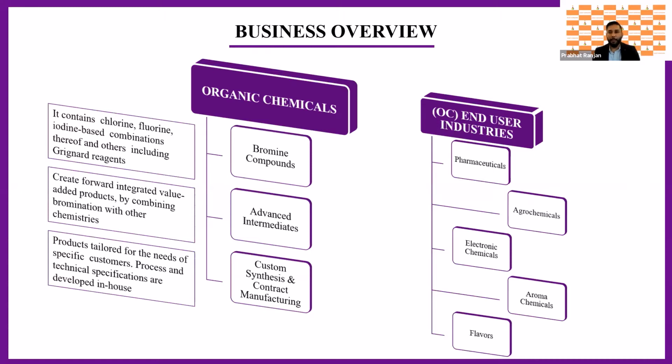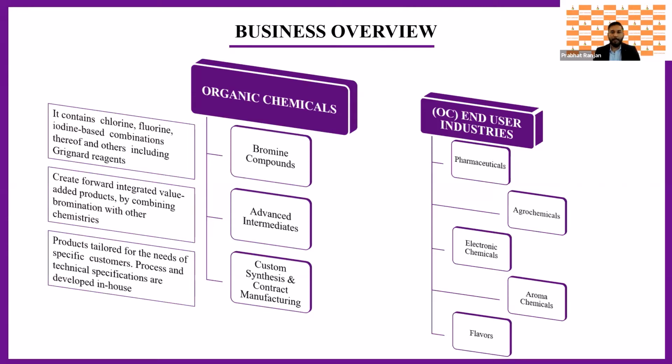So just to give you a quick difference, right? If you look at the bromine compounds, the normal compounds are sold for, let's say, $7 to $20 per molecule, right? Advanced intermediates and CSM, or custom synthesized molecules, go much higher on the value chain, right? They are sold for $200 to $300 per molecule. So you see there is a 10x jump in the realizations if you just go 2 or 3 steps up the value chain, right?